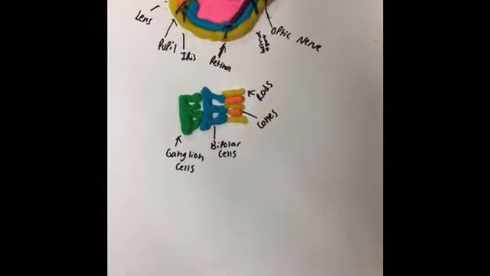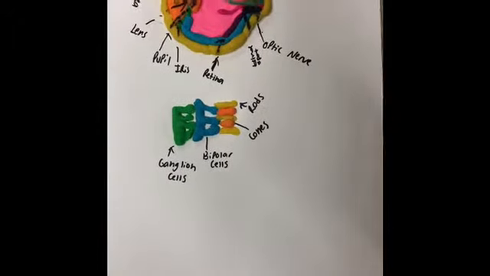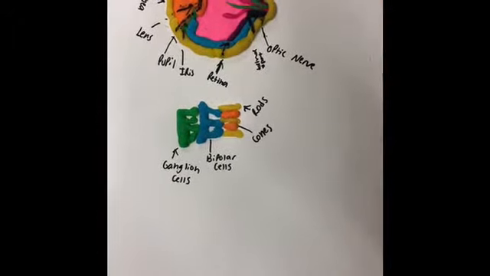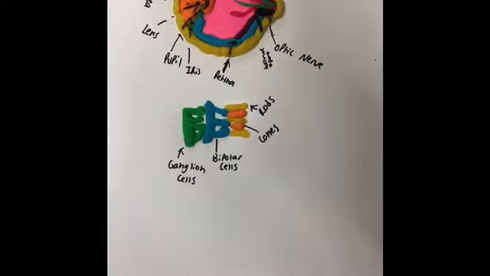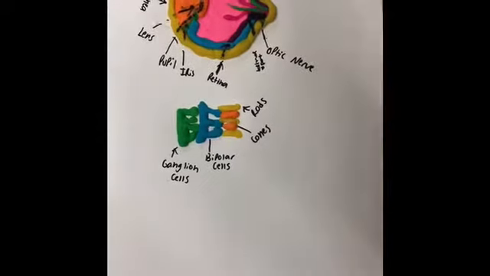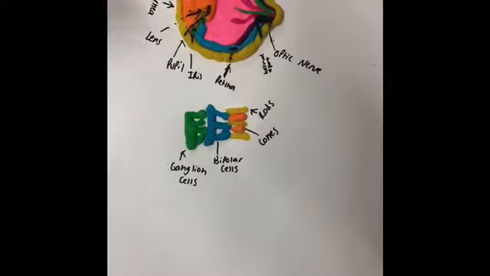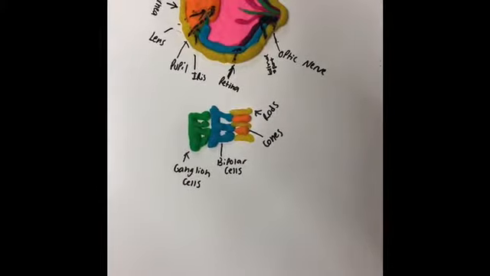Right here is the cornea, and the cornea is the clear tissue that surrounds the front of the eye and covers the front of the eye as it protects it. Right here is the pupil, or right around here. It is the adjustable opening in the center of the eye, which light enters through and the eye processes that.